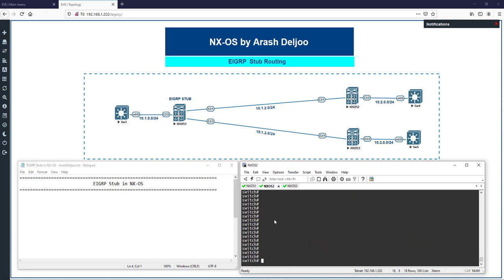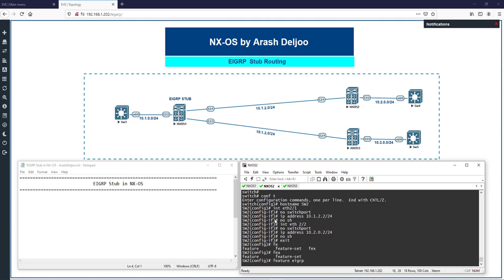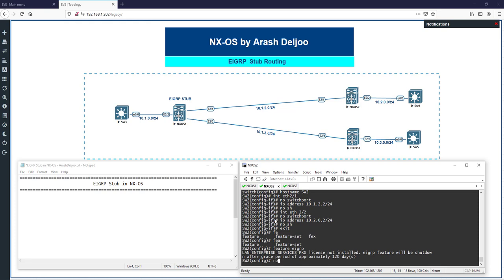Let's go to switch 2. This is switch 2, conf t, hostname switch 2, then interface Eth2/1, first no switchport, second IP addressing 10.1.2.2/24, then no shutdown. After that, interface Eth2/2, no switchport, IP address is 10.2.0.2/24, then no shutdown, for example. Finally, the first command for enabling EIGRP is feature eigrp, okay? And then we should use router eigrp, for example, Arash.